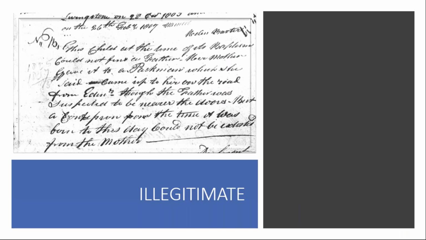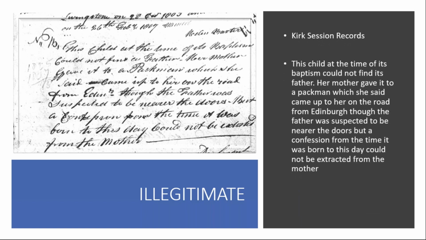If your ancestor was illegitimate, you can look through the Kirk Session records. This one is quite interesting. It says in that glorious handwriting on the left-hand side there, this child at the time of its baptism could not find its father. Her mother gave it to a packman, which she said came up to her on the road from Edinburgh, though the father was suspected to be nearer the doors. But a confession from the time it was born to this day could not be extracted from the mother.